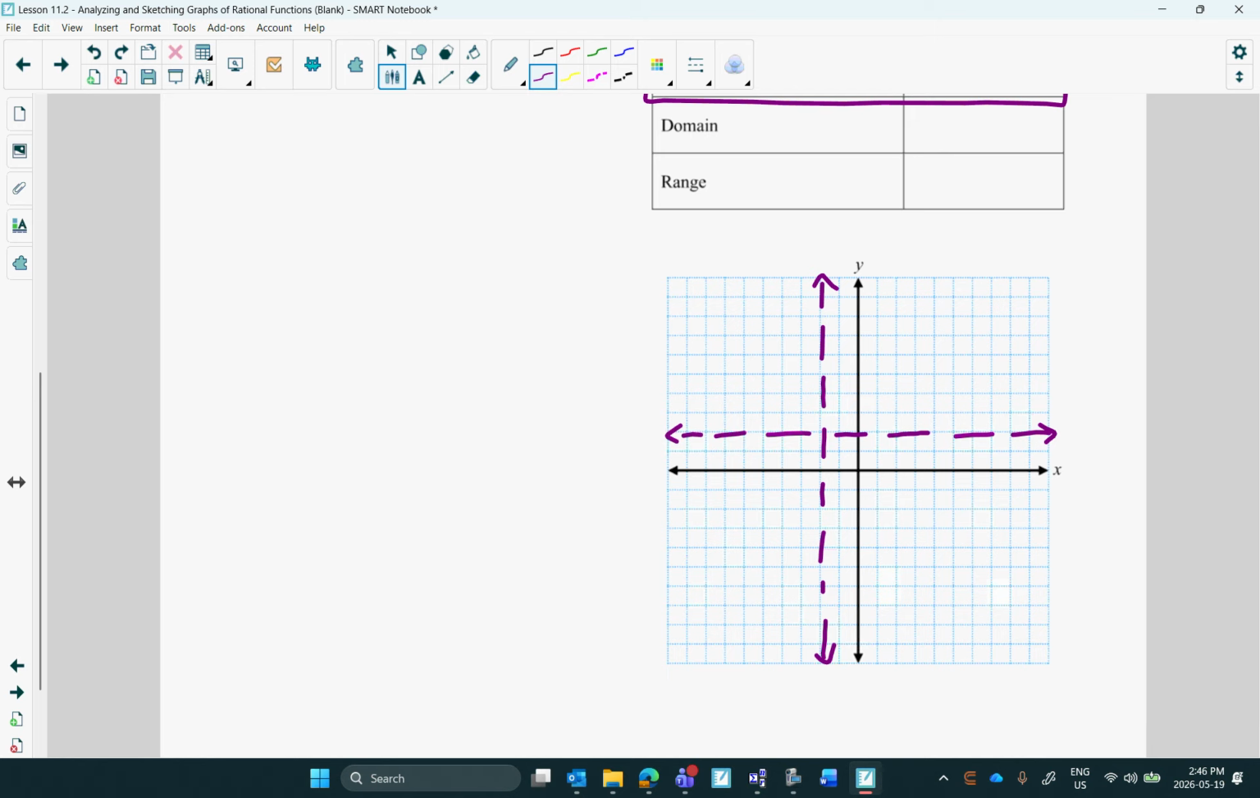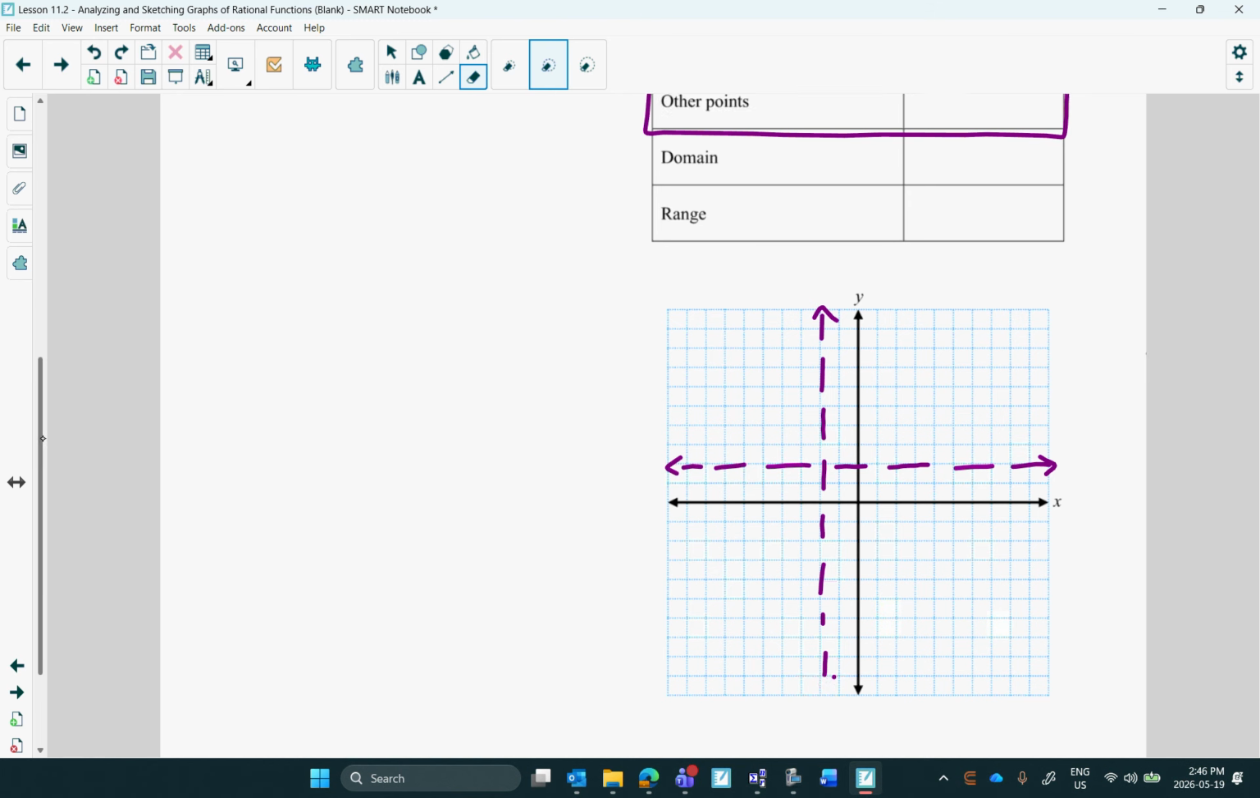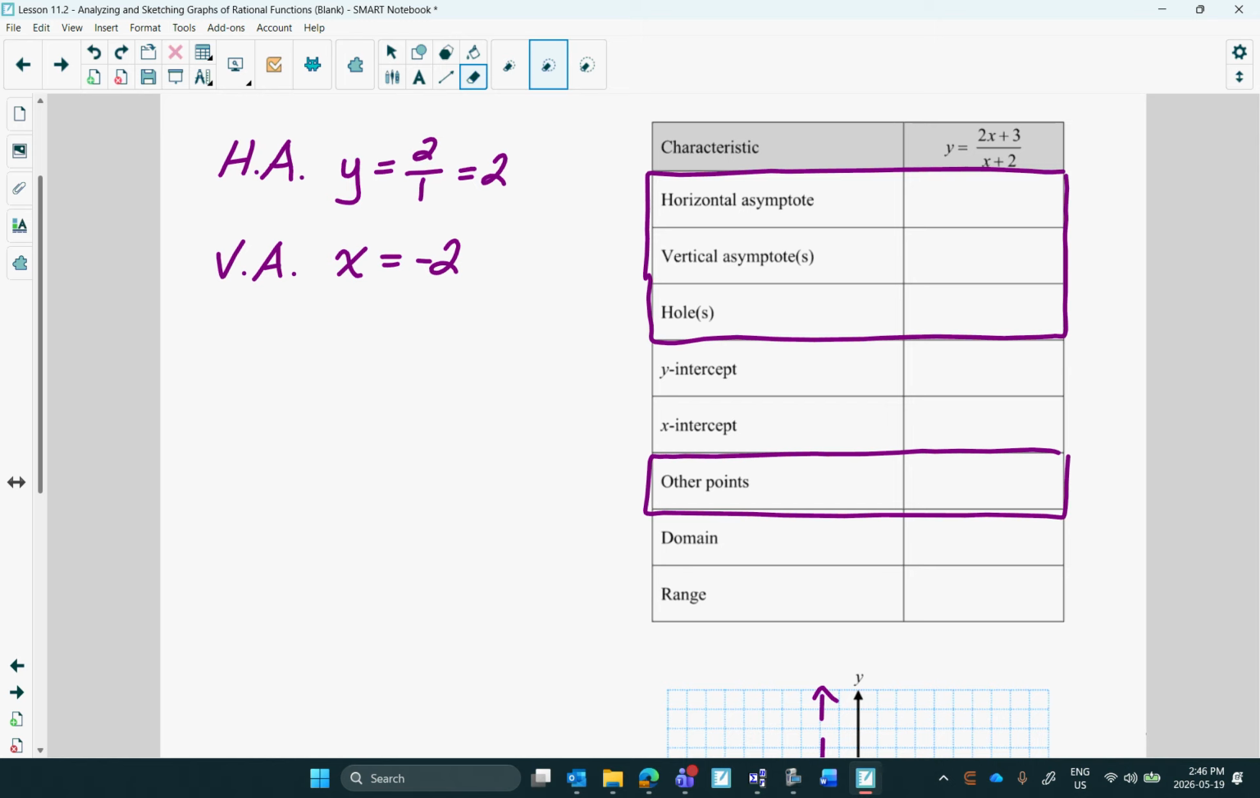Okay. Now, we have an idea of the shape. It's probably something like this, or maybe it's the other way around. Who knows? In order to help me know that, I need some points. What you do, and I talked about this last year, is pick x values and make a mini table. So here, I'm just going to put this y equals 2. X equals -2. There's no hole.